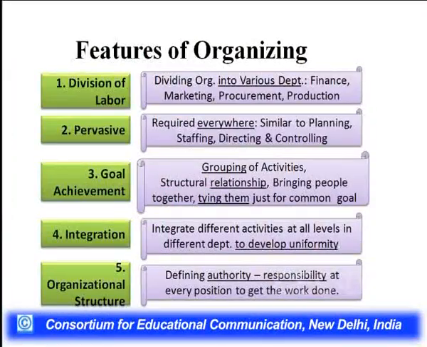And their subsequent concern in an organization. The first one is division of labor, which emphasizes dividing the organization into various departments. That is basically the grouping aspect as well. So based on skill and specialization, a department can be grouped into, say, finance, marketing, procurement, or production, or any other. Then the second feature is pervasiveness. This is essential, as it is an important part of management, whether it is planning, staffing, directing, or controlling. In such a manner, organizing is also essential and applicable everywhere in an organization.